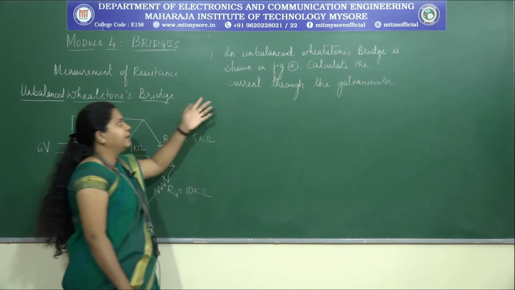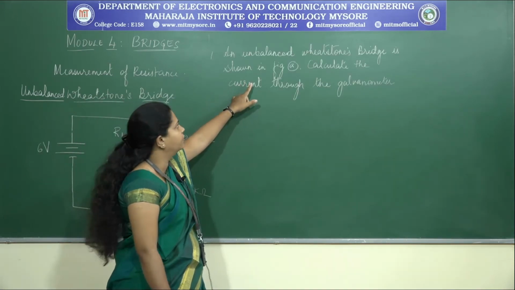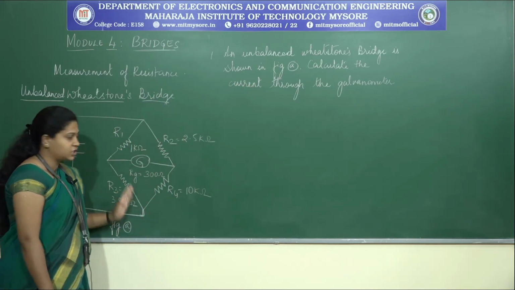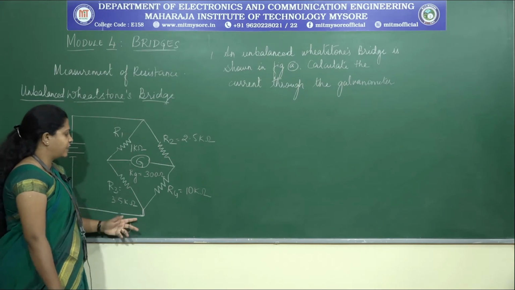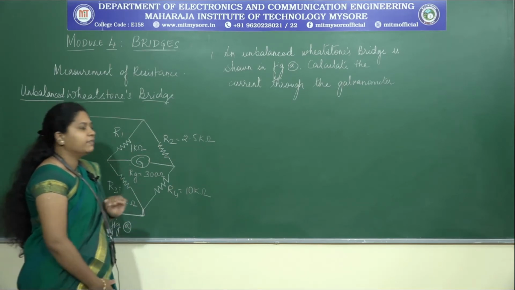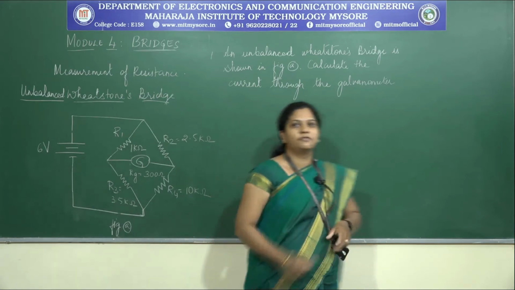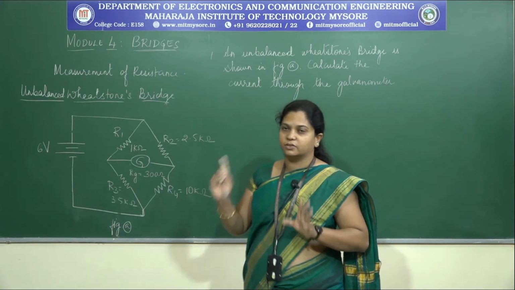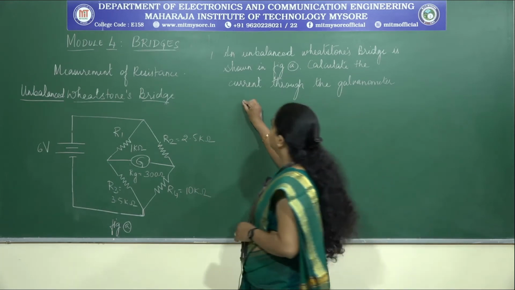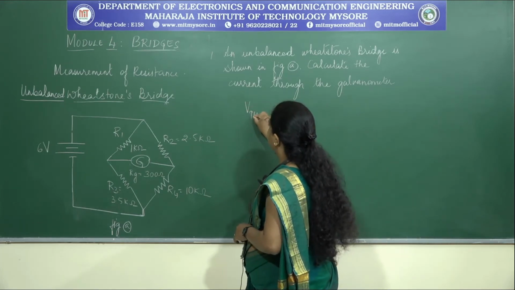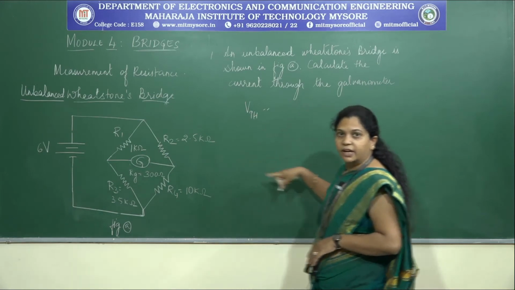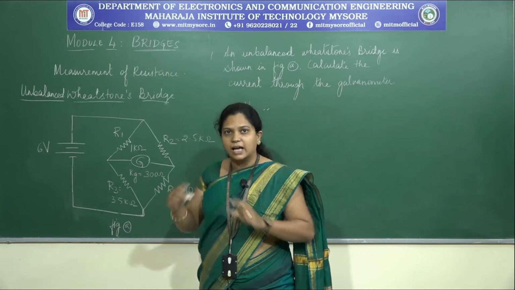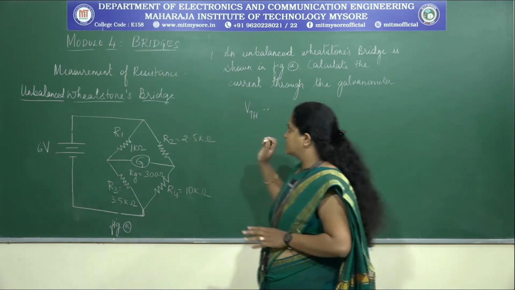An unbalanced Wheatstone bridge is shown in the figure. Calculate the current through the galvanometer. The specifications are already given. Use the specifications and then find out. Whenever they say unbalanced, it has to flash in our minds that we have to calculate the Thevenin's equivalent. First we have to calculate the Thevenin voltage and Thevenin resistance, then find out the galvanometer current. Use the same formulas from the previous derivations.